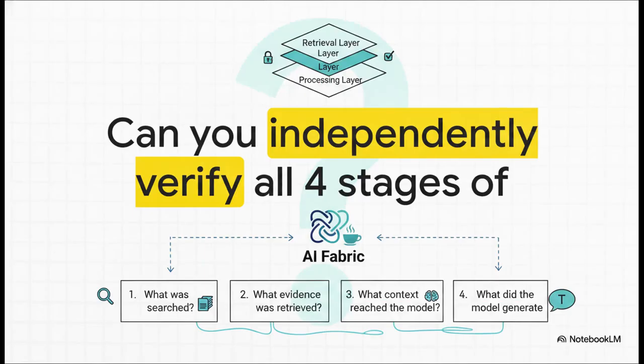Which brings us to our final check. I want you to look at your current AI implementations. Can you cleanly answer these 4 questions right now? What was actually searched? What specific evidence was retrieved? What exact context reached the model? And what did the model independently generate? If you can't cleanly separate those answers, are you really building verifiable, production-ready AI? Or are you just relying on magic?